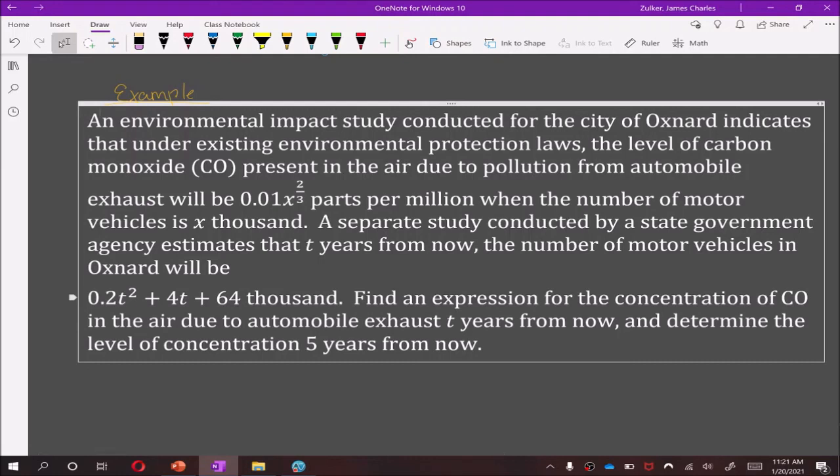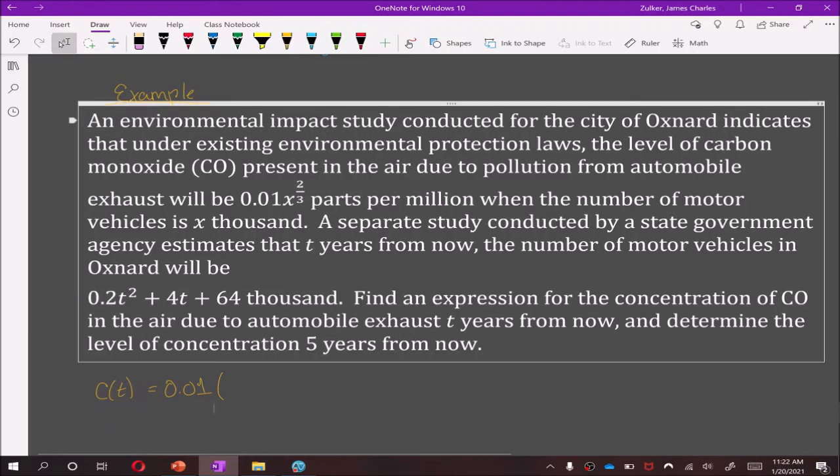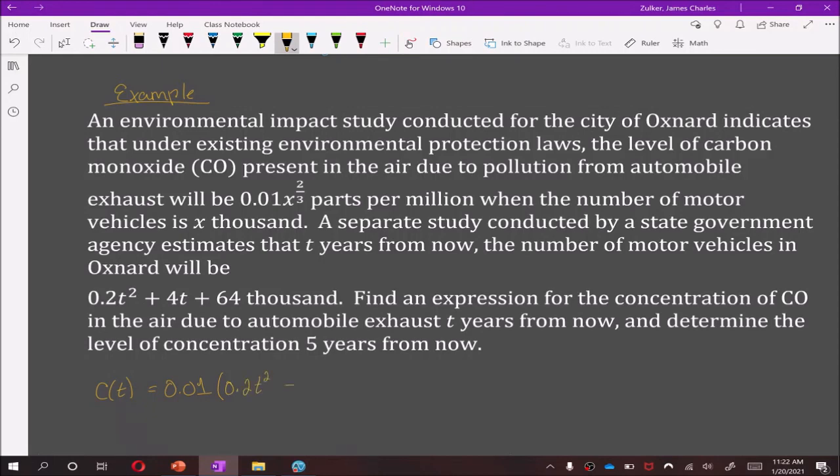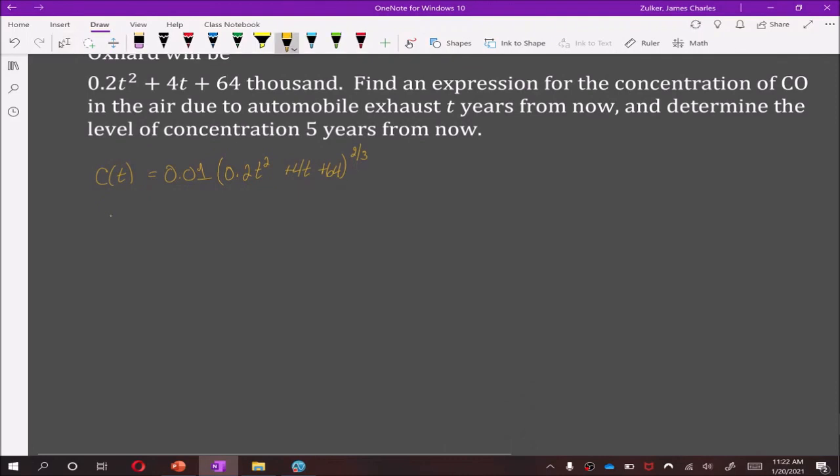Now, the concentration, which we're going to label as C of t, 10 years from now, will be the composition of concentration with the number of motor vehicles. So it'll be 0.01 times, now we're going to replace x with this right here, this 0.2t squared plus 4t plus 64. And of course, that's being raised to the 2/3 power. So this is the expression we're going to be using. Now we want to find C of 5. And again, the easiest thing to do is to put this into a calculator.